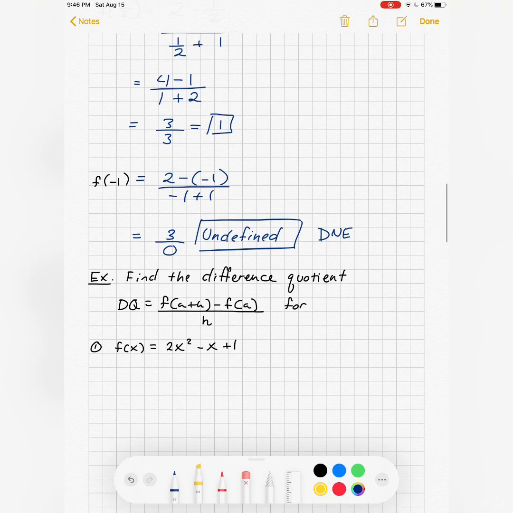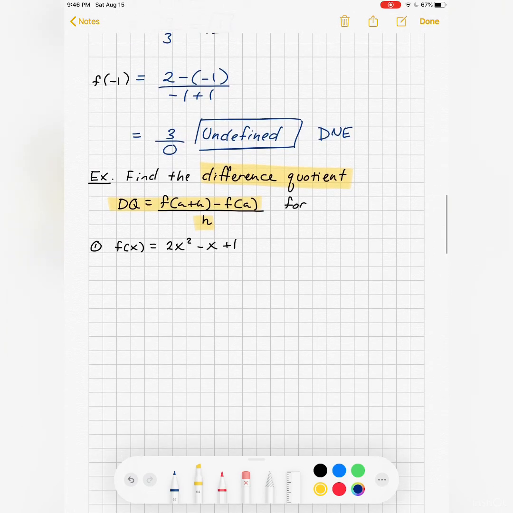Okay, here's an important one for calculus. We're going to get to why this quantity is important towards the end of the semester. For now, we're just going to see if we can do the algebra part. This part you've probably done before in an algebra class. So find the difference quotient.